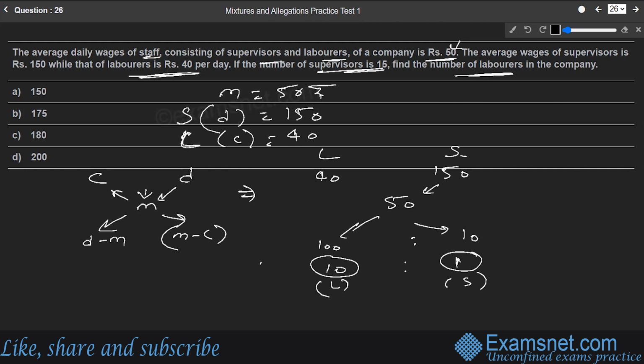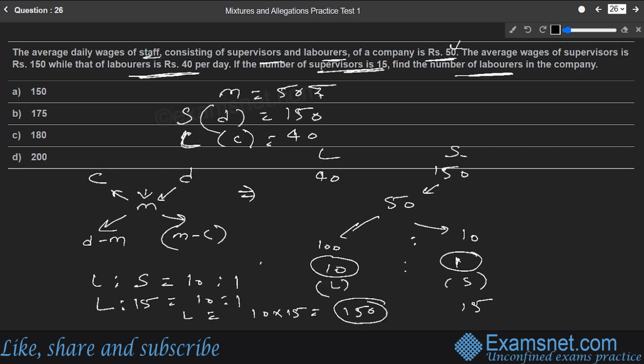How many supervisors do we have? 15. So we can relate the situation as labor is to supervisor should be 10 is to 1. The labor part is not given to us and we are supposed to find it out; the supervisor part is already given to us. So let's say the labor part is unknown, and supervisor part is 15, which should be equal to 10 is to 1. So what should be the labor number? It should be nothing but 10 into 15, which is 150. So the number of laborers to maintain the average wage as 50 should be 150, which is available in option A and is the right answer.